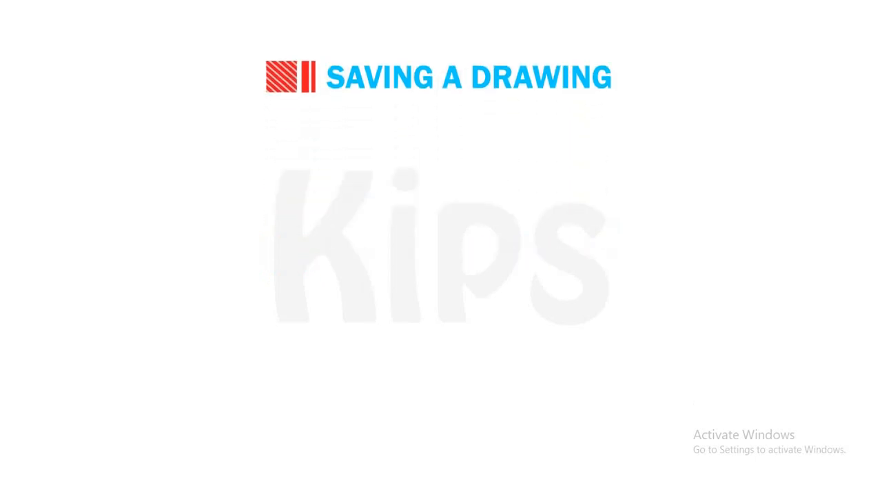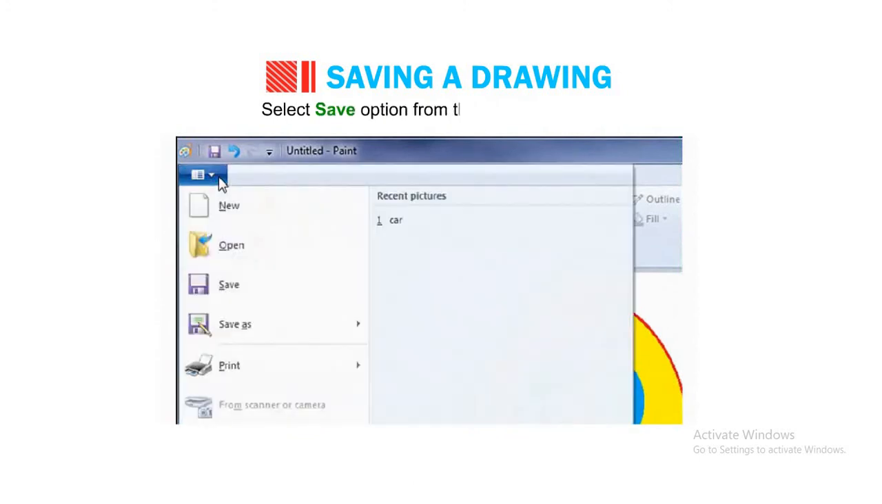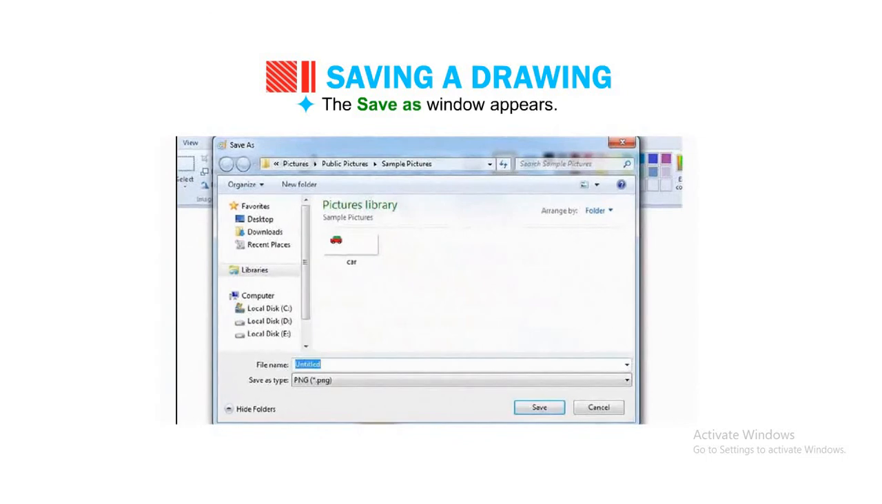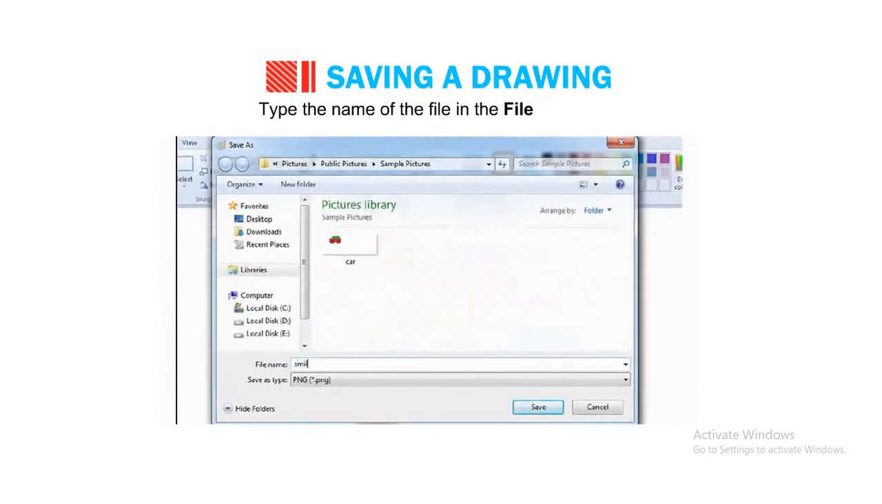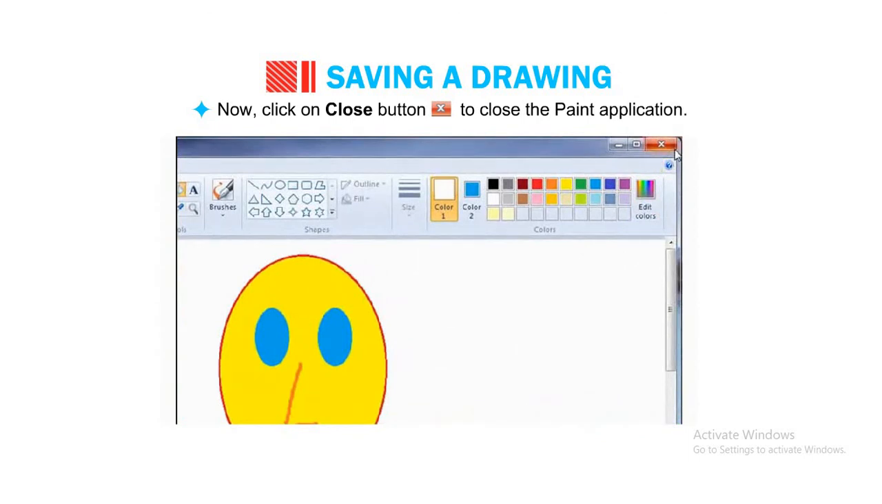Now, we shall learn how to save a drawing. It is very important to save your drawing after finishing the work. Once it is saved, we can reuse it anytime. Click on the Paint button. Select Save option from the drop-down menu. The Save As window appears. Type the name of the file in the File Name box. Click on Save button. The file will be saved. Now click on Close button to close the Paint application.